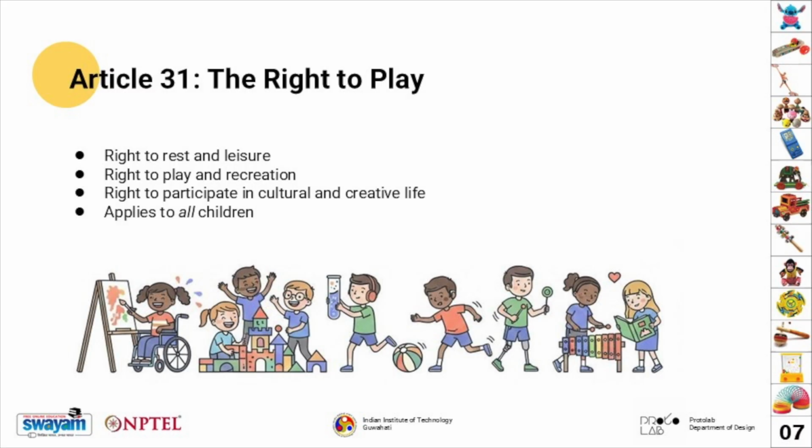Let's talk about Article 31 a little more in detail. It explicitly states that every child has the right to play. This includes rest, leisure, recreation, and participation in cultural and creative activities. This right applies to all children without exception, including children with disabilities and special needs.